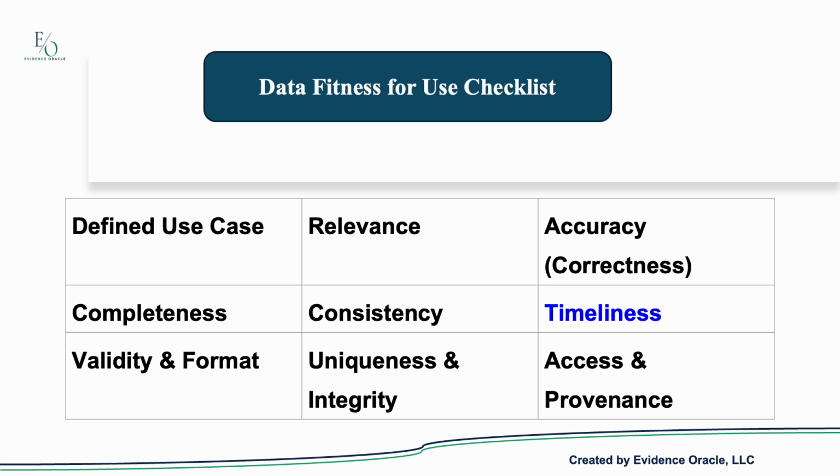Timeliness is about having data when you need it and that it reflects the current situation. Outdated data can lead to decisions that are already irrelevant. The acceptable delay depends on your use case. Late data can be as risky as wrong data. If you're looking at current trends and the data are 2 or 3 years old, that's problematic.